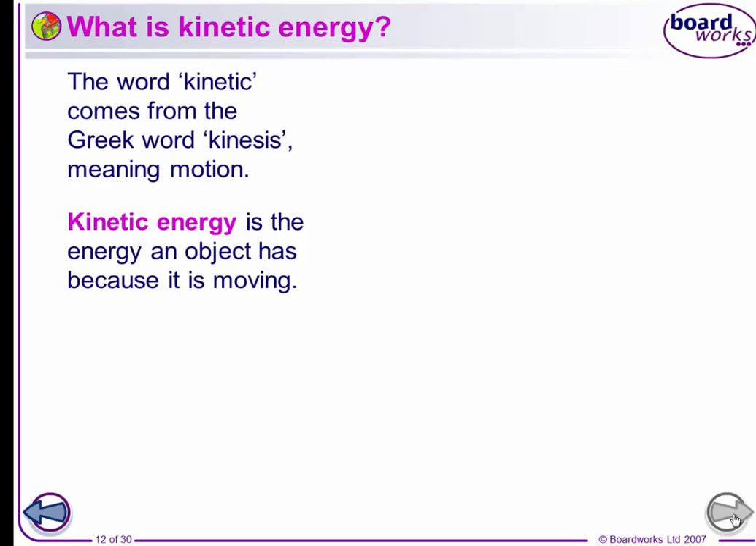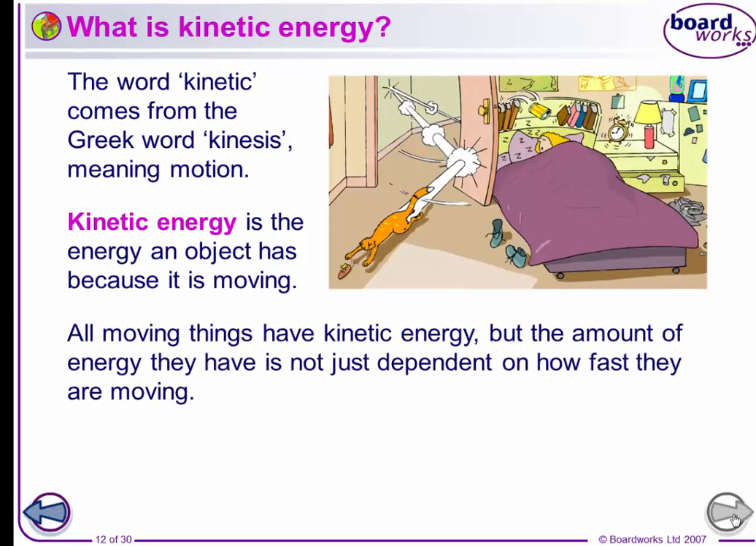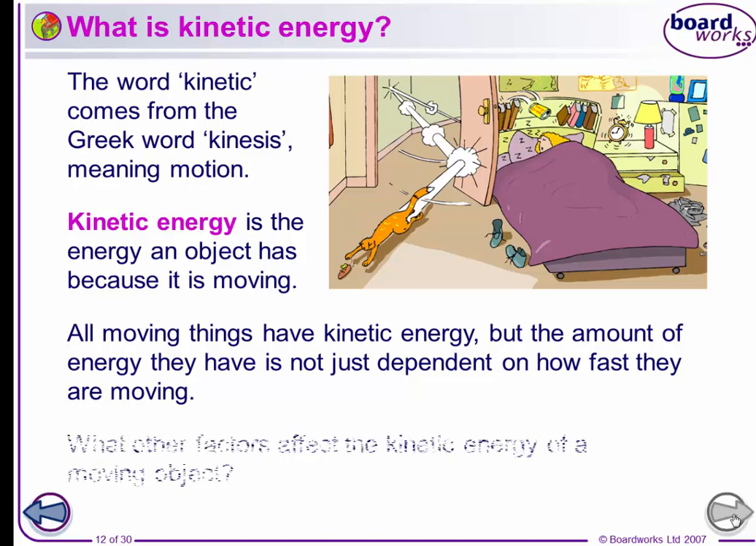Kinetic energy is the energy an object has because it's moving. All moving things have kinetic energy, but the amount of energy they have is not just dependent on how fast they are moving. What other factors affect the kinetic energy of a moving object? Well, the more massive it is, the more kinetic energy it has.